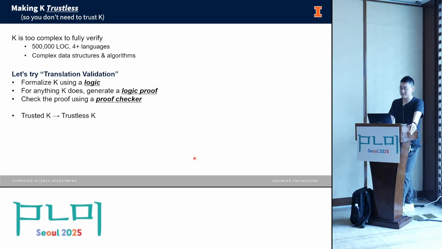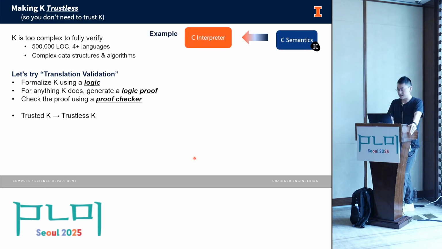So this is a way to eliminate K, making K trustless. You don't need to trust K anymore. Instead, you require K to give you a logic proof of everything that it does, and you check the proof independently. And if the proof checks, then you know that K is correct.